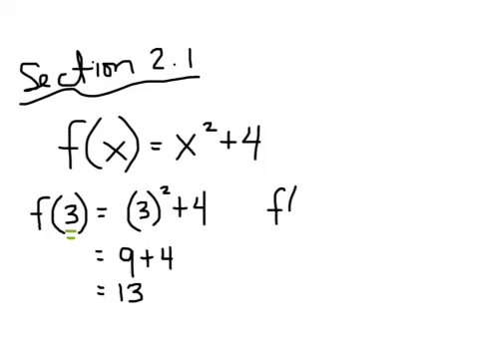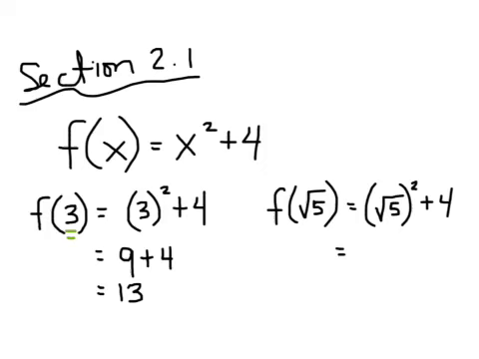I'll give you one more that's very similar to that. If they ask you to put in the square root of 5, it's the square root of 5 squared plus 4. So when you square the square root of 5, you end up with 5, and 5 plus 4 equals 9. So that's what they're going to ask you to do for evaluating it.